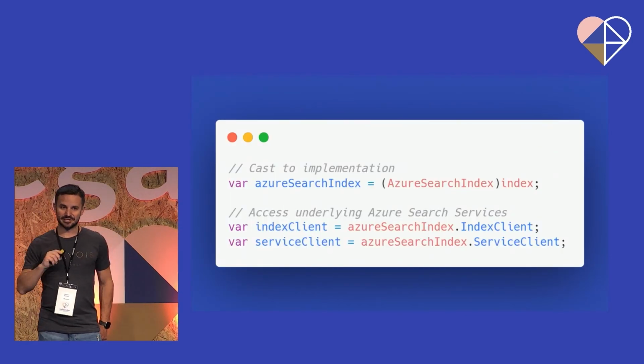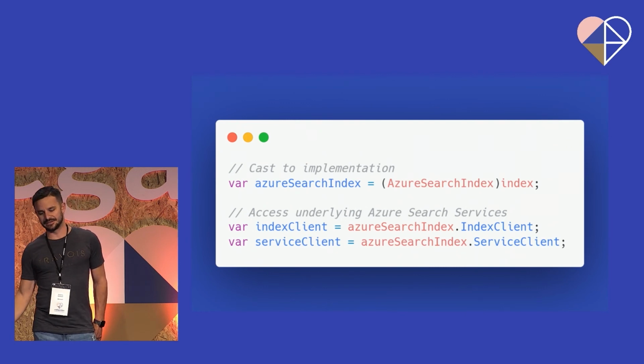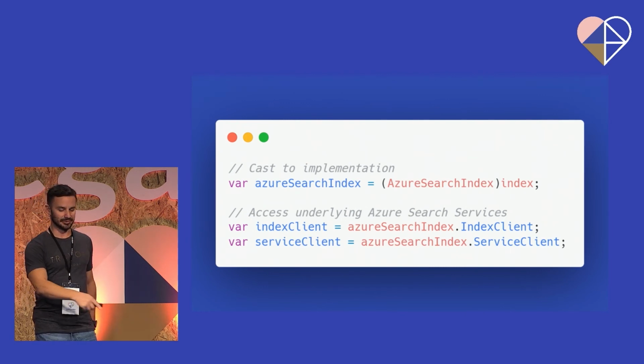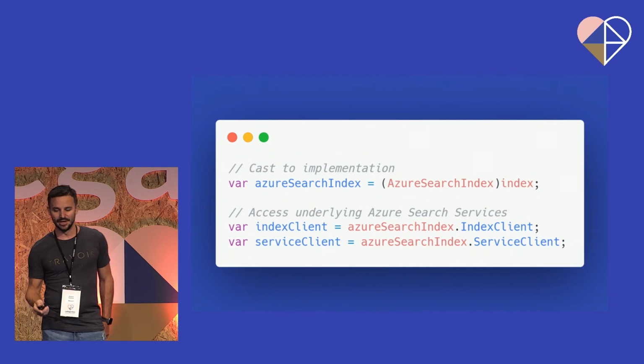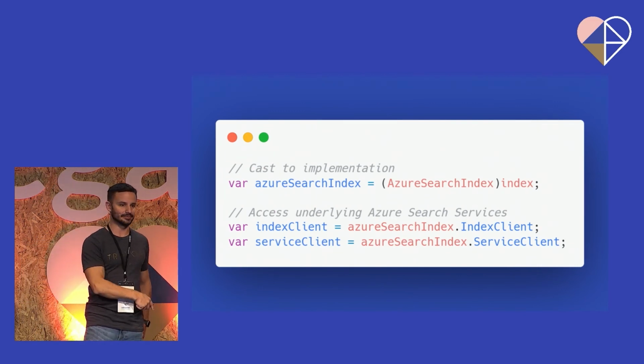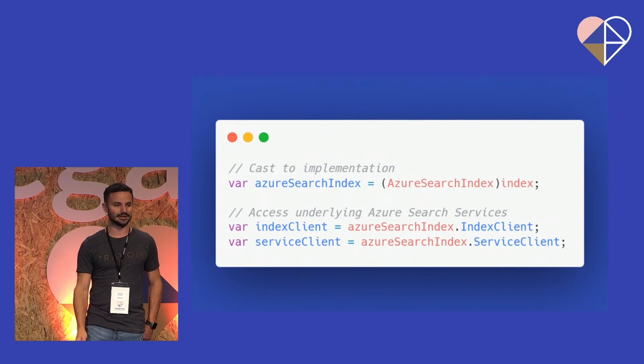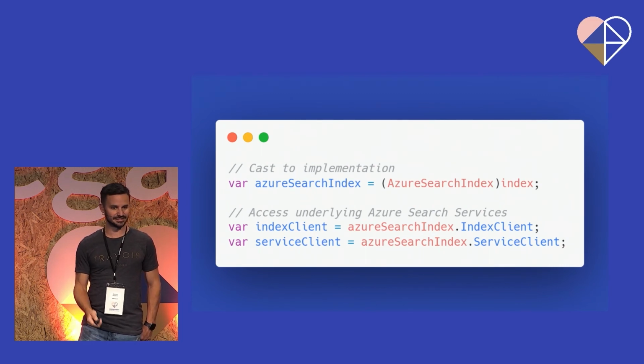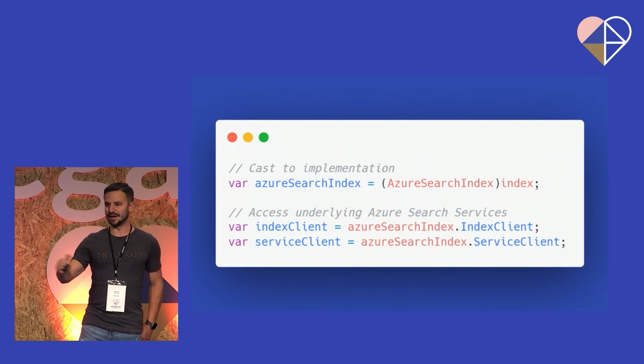And just like we mentioned before, you can still cast the abstraction to the implementation. So here's an example of casting the IIndex abstraction to the actual implementation in ExamineX, and now we get an Azure Search Index instance. And from there, if you wanted to use the Azure Search services directly and utilize any extra features, then yeah, you can just go for it.